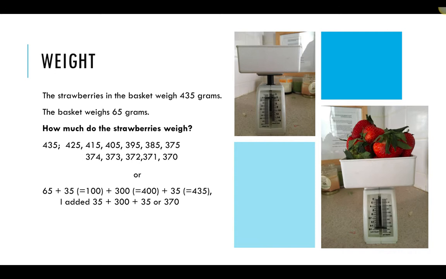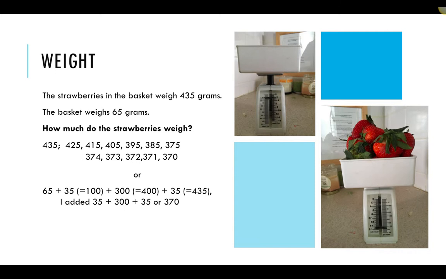Another way I can do it is to count up. I can start at 65 and count up to 435. So I can count up 35 to get to 100: 65, 70, 80, 90, 100. Yes, it worked. And then once I'm at 100, I can count up 300 more to get to 400.